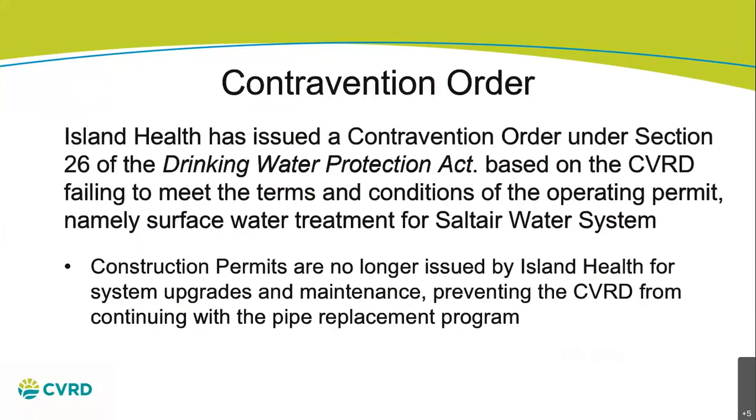One of the other elements that they've had to try and encourage us to carry this out is that we're no longer able to get construction permits for system upgrades and maintenance. So for example, in Saltair, we've been working some years on pipe replacement, on upgrading the distribution piping, which has been in the past failing because of age and deterioration. And so for a number of years now, we've been unable to carry out that work because they're saying, well, not until you meet the drinking water standards. So that's providing some encouragement as well. Not that we need more, but that's another effect of this requirement.